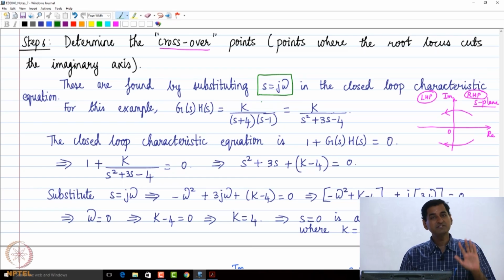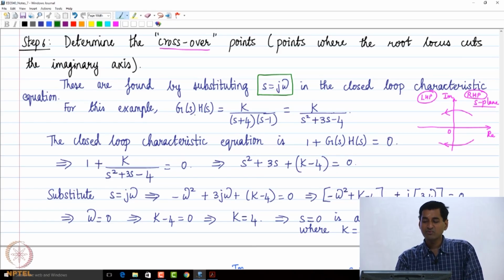The real part is going to be 0, right? On the imaginary axis, that's what it is. So if you consider a complex variable s of the form sigma plus j omega, if the complex variable is purely imaginary, that means sigma is 0. So that's why we search for roots of the form s equals j omega for some value of k. That's what we are going to look for. So that's why we substitute s equals j omega in the closed loop characteristic equation.